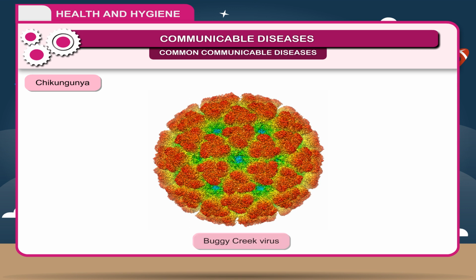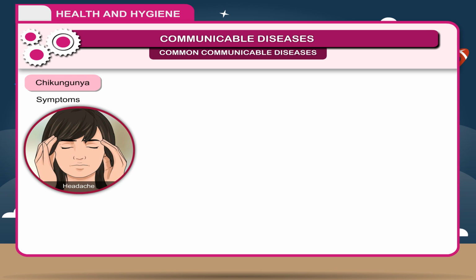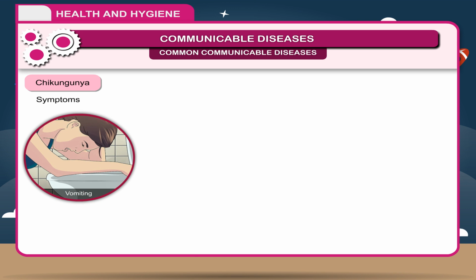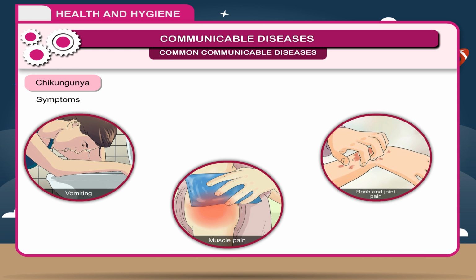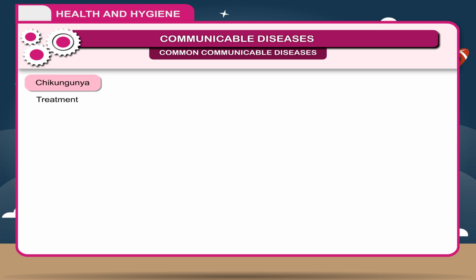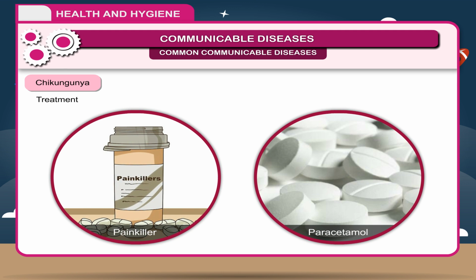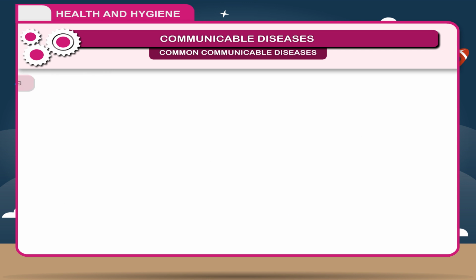It is caused by the Chikungunya virus. To date, no vaccination is available. Symptoms: headache, fever, fatigue, nausea, vomiting, muscle pain, rash and joint pain. Treatment: painkillers for joint pains. The patient should be given paracetamol to reduce fever.